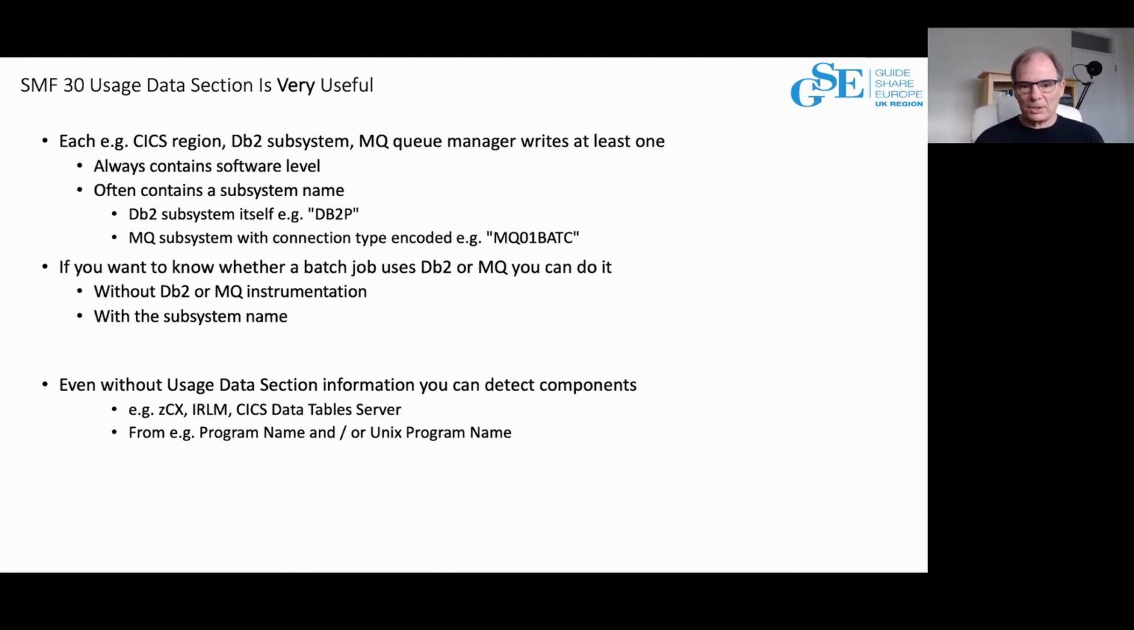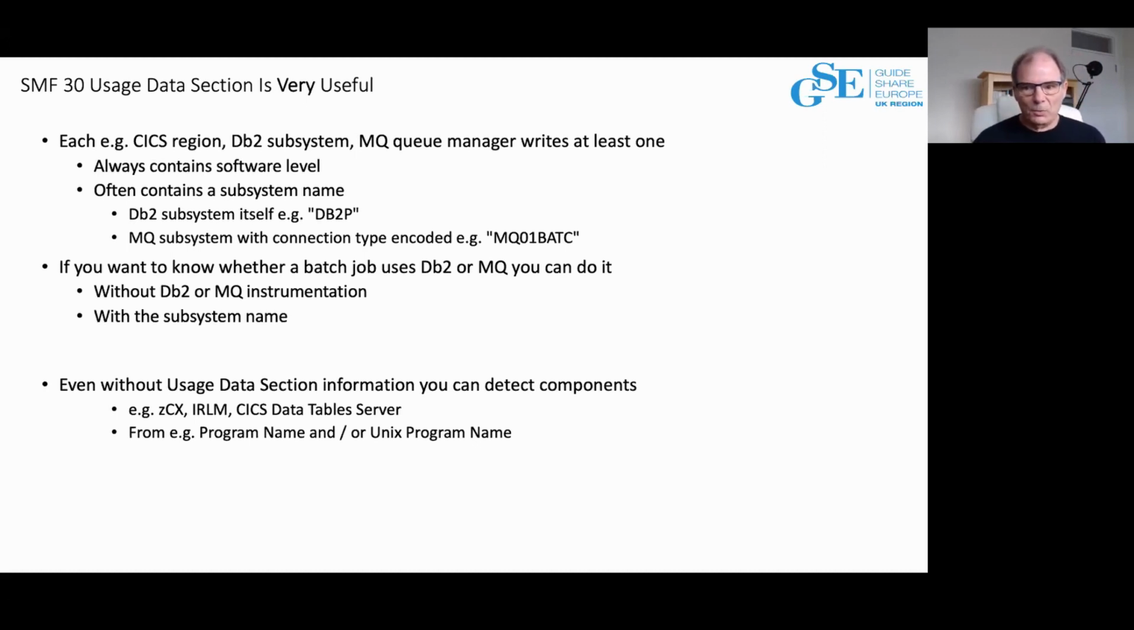Now, you have to do a bit of work with MQ. So, for example, a batch job connecting to MQ, which isn't quite the oxymoron it sounds like, will have MQ01BATC if the subsystem is MQ01. That's really not a difficult piece of programming to get the subsystem out of that, I would have said. So you can understand whether a batch job in particular, because this works for step end and job end records as well as interval records, connects to a DB2 or an MQ. And if you're doing it with SMF30, this is without DB2 or MQ instrumentation, which is a good thing. And you get which one it connects to.